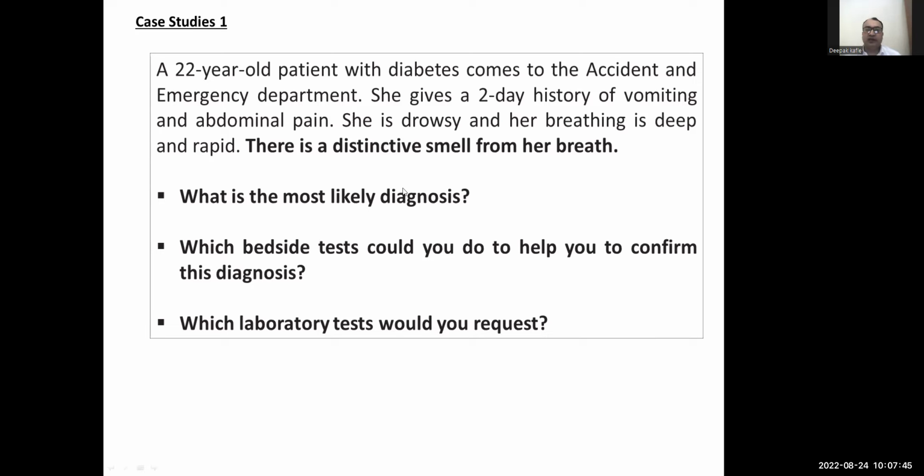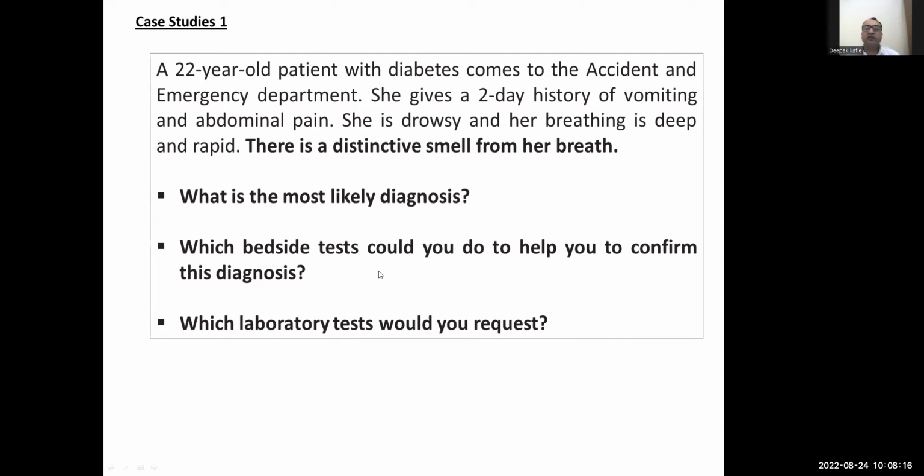Okay, if you see the clinical case here, she has a history of vomiting and abdominal pain, and she has diabetes, she has deep breathing, and a smell is coming from her breath. Of course, all these clinical scenarios indicate the most likely diagnosis is diabetic ketoacidosis. And which bedside test would you do to help you confirm the diagnosis?